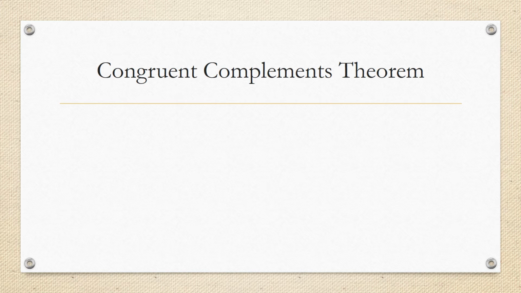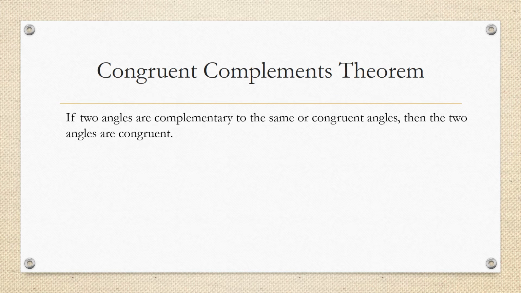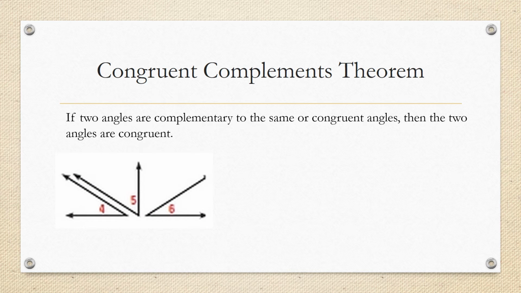Now this is just like the other, but it's the complementary one. Congruent complements theorem. If two angles are complementary to the same or congruent angles, then the two angles are congruent. Again, if two angles are complementary to the same or congruent angles, then the two angles are congruent. So here's this picture.